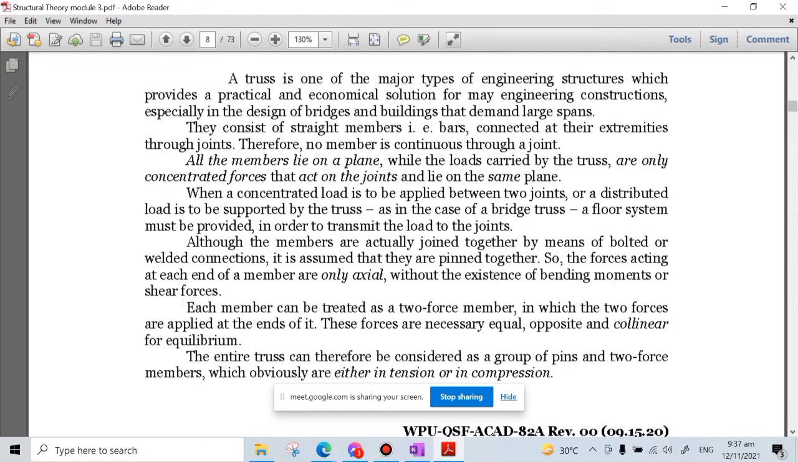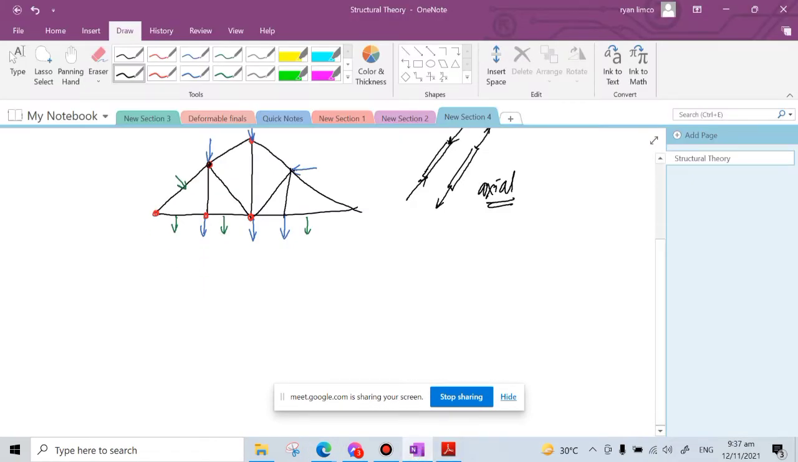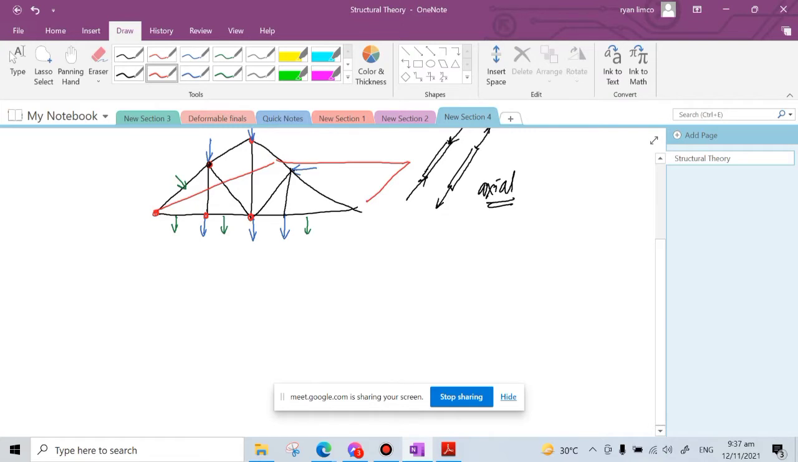When a concentrated load is to be applied between two joints, or distributed load is to be supported by the truss, as in the case of the bridge truss, a floor system must be provided in order to transmit the loads to the joints. So kung in case naman ng bridge truss, kung yung bridge truss yung pinag-uusapan natin, kung may floor system tayo, ito yung deck, no? So this is the deck slab. Spells this way. No? So yung load neto will be transmitted to the beams, and that loads will be transmitted to the girders, no? Bago natin siya itatapon doon sa process.